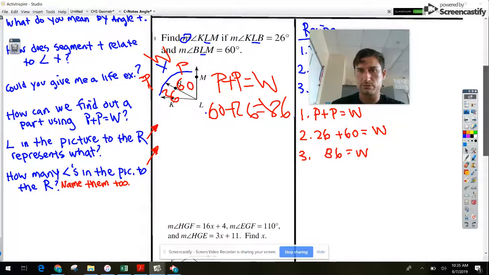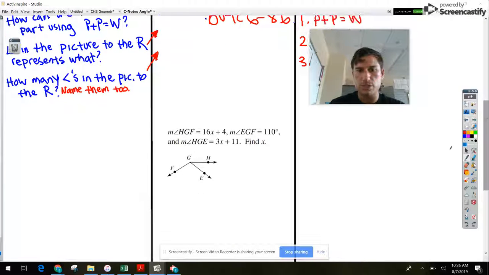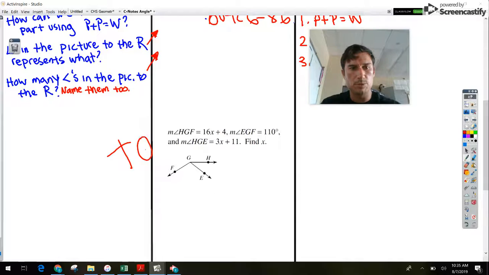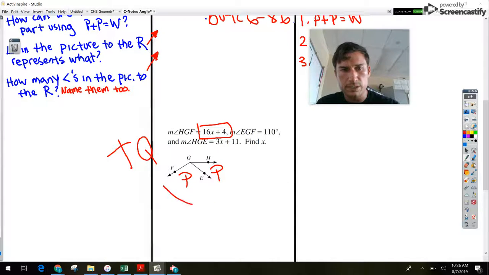Pretty straightforward. So here's one that you would see more like on a TQ. So this would be more of what you'll see. We have find the measure, so that's M of angle HGF. You'll notice that this is a good example of an expression. That's an expression from Algebra 1. So let's label up. This is going to be a part of the angle, and this is the whole angle. So part plus part is whole.